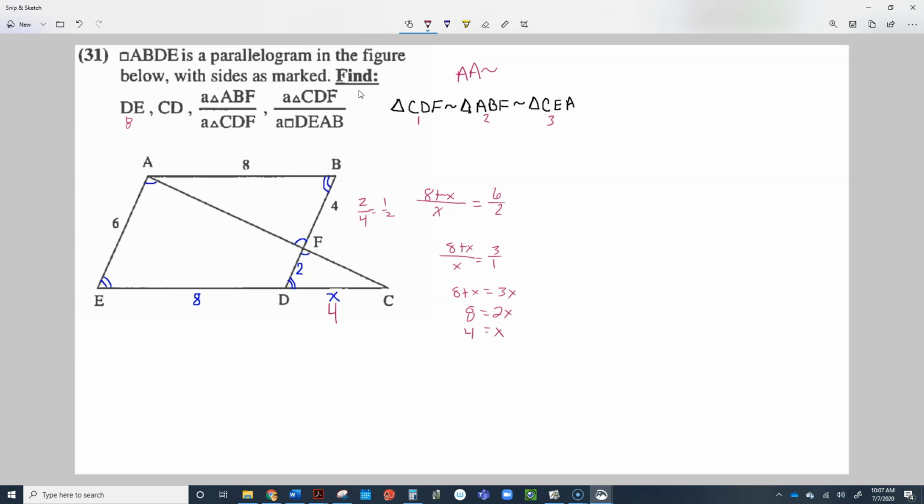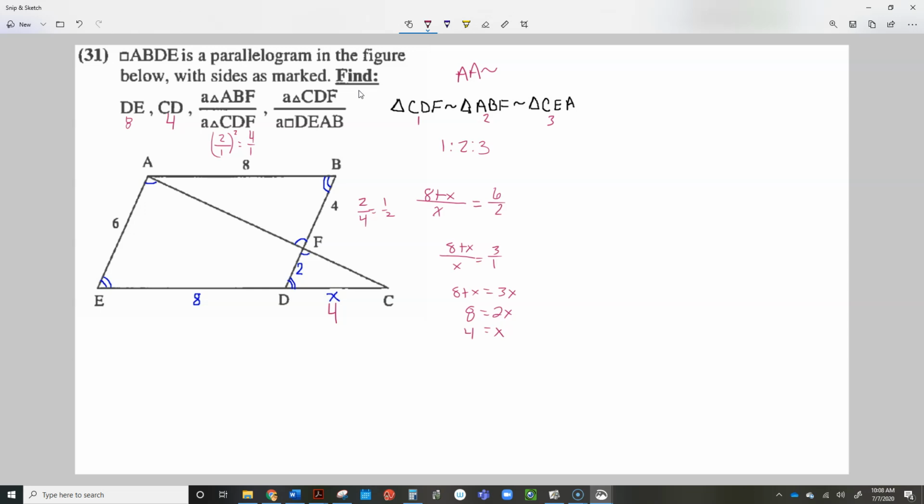Now, when we start combining, we found this is 4. And when we start writing ratios of areas, remember, we don't use the scale factors. These are the scale factors, 1 to 2 to 3. We take these scale factors and we square them for the areas. So ABF, that's this scale factor right here, that's 2. And compare it to CDF, that's this one right here, that's 1. And when we square that, we'll get 4 to 1. So that should be the answer to this one, 4 to 1.